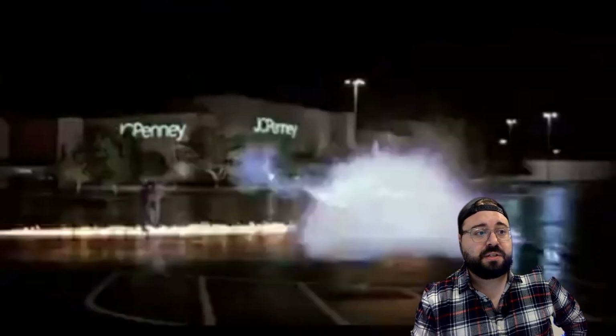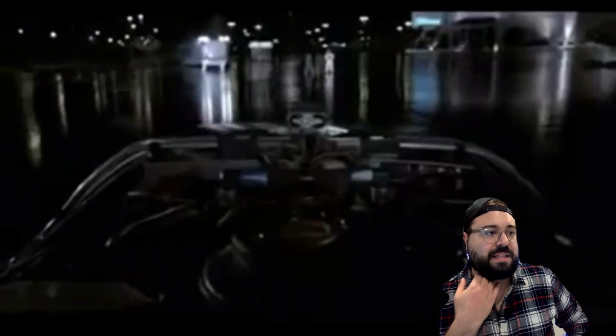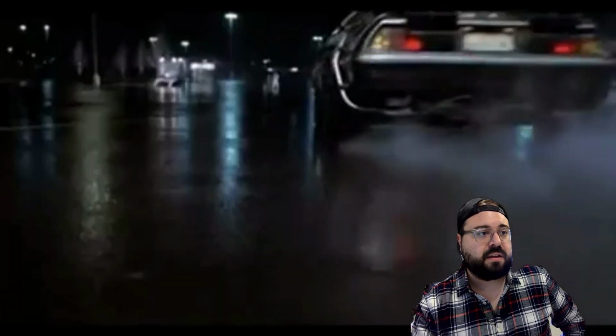So, as you can see right now, we've got a beautiful view of the speedometer. There it is at 88 miles an hour. And we can read that speedometer perfectly.